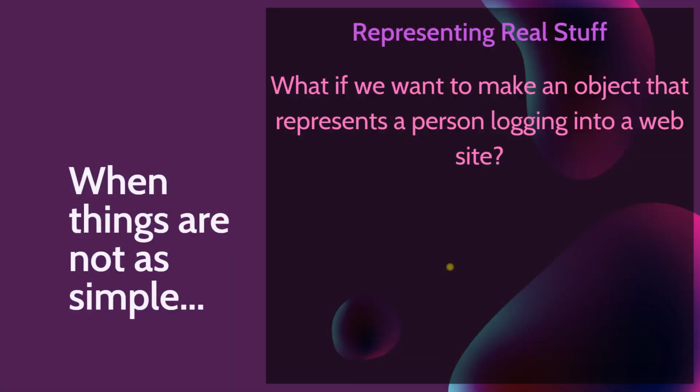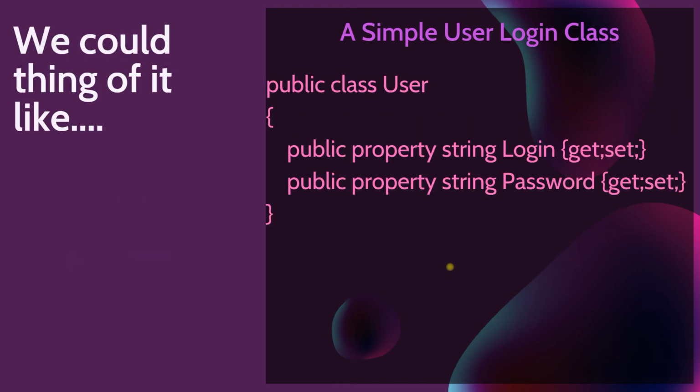Let's take a look at this in more detail. In this example, we're going to talk about someone who's logging into a website. So we might want an object that represents that person logging in. All we're really interested in is their login and their password. So we could make a simple user login class called user. What's unique about class user? Well, it has two public properties, a login and a password. The data type for each of those is string. We'll talk about what properties are in a little bit, but for now, let's assume that they are a way to access the login and the password inside a user class.